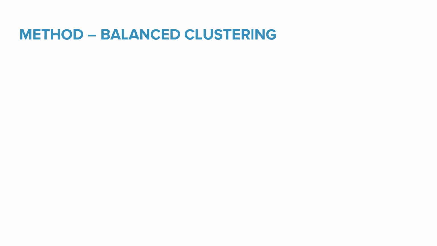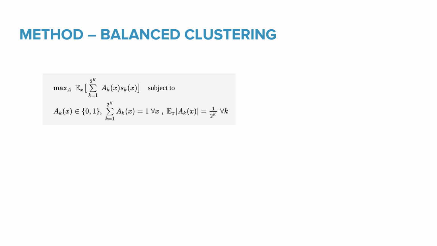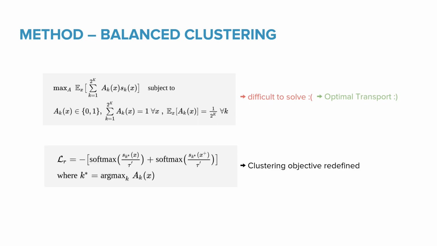Now, note that the neural network may provide us a trivial solution to the previous objective, where all the embeddings are assigned to a single centroid. Therefore, we add a balanced clustering constraint to our objective as follows. However, this constraint is difficult to solve since it is a combinatorial optimization problem. So, here we adopt the optimal transport framework to obtain an approximate solution to it. And thus, we redefine our previous objective function as follows.